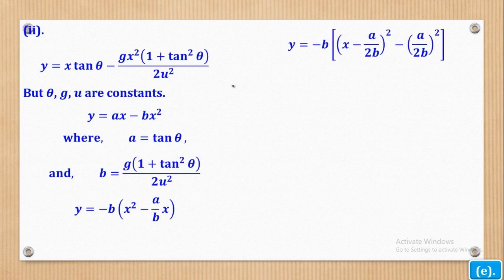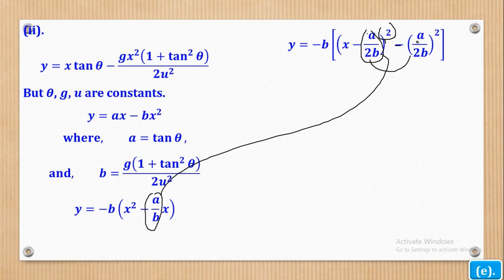The formula says get this coefficient of x and divide by 2. That is why you see here a over 2b. So it becomes x minus a over 2b, in brackets you square the whole expression. Then minus, now minus, you will say that new term, which is a over 2b squared. That is why you see here a over 2b squared, and here it is minus. So this is the formula for completing squares. It will be taught more in math paper 1.